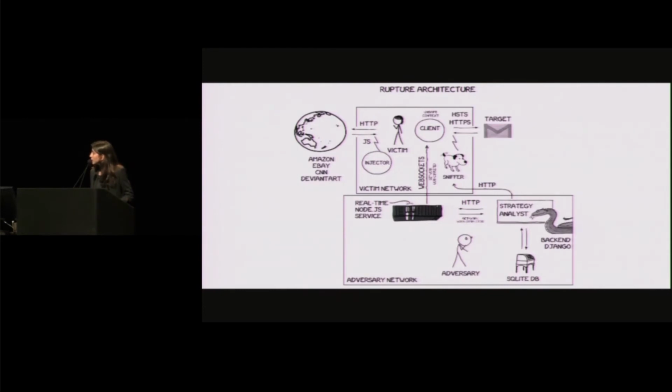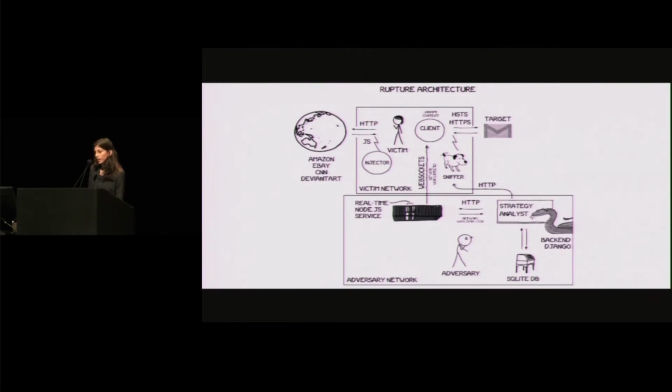The next module is Sniffer. Sniffer reads the encrypted data passing through the network and reports it back to the backend for further analysis. Sniffer and injector need to be in the victim's network, and they could be in a small device such as a Raspberry Pi, and all the rest could be in a different network. And now in the adversarial network we have the real-time service. It facilitates the communication between client and the rest of the backend.